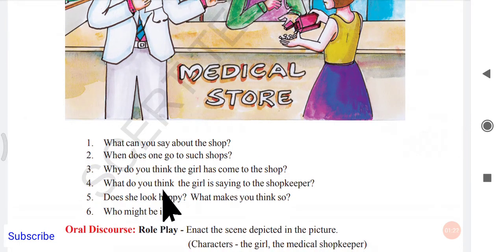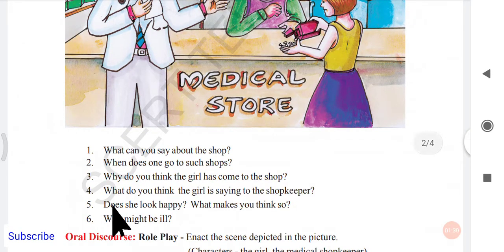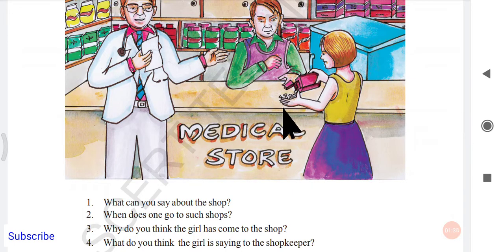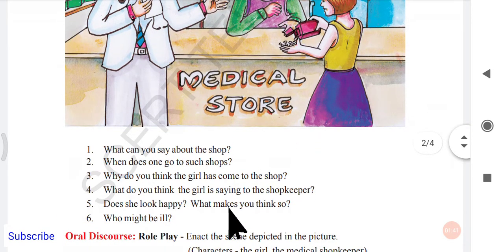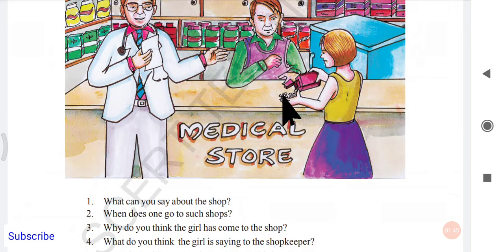Fourth one, what do you think the girl is saying to the shopkeeper? She might be telling the shopkeeper to take the money and give the medicine, right? Next we have, does she look happy? Of course she does not look happy, because we can see that that might be her kiddie bank, right? So she is pouring out the money from her kiddie bank, from the jar. So what makes you think so? Because of this act we can think that she is not happy.